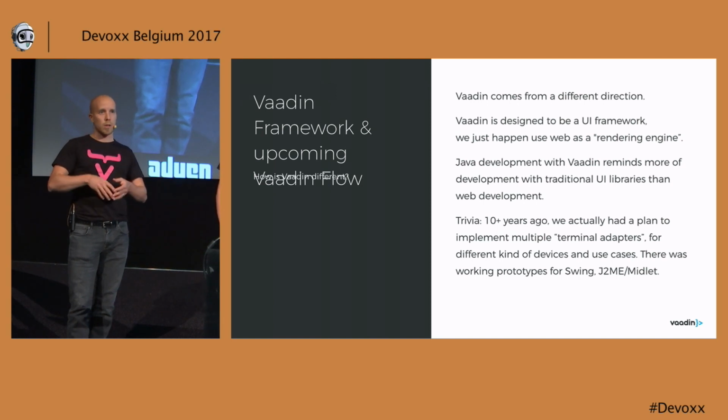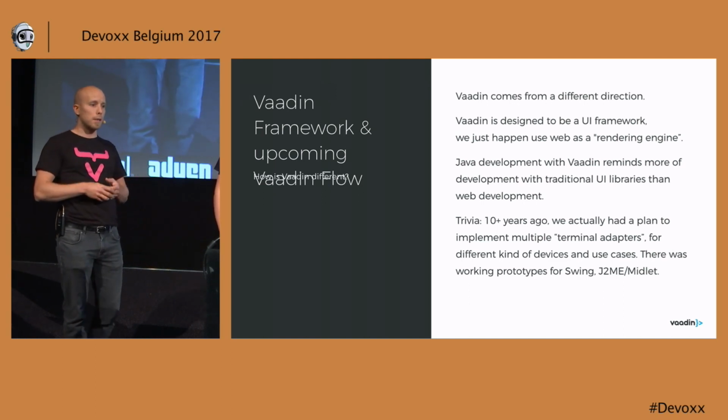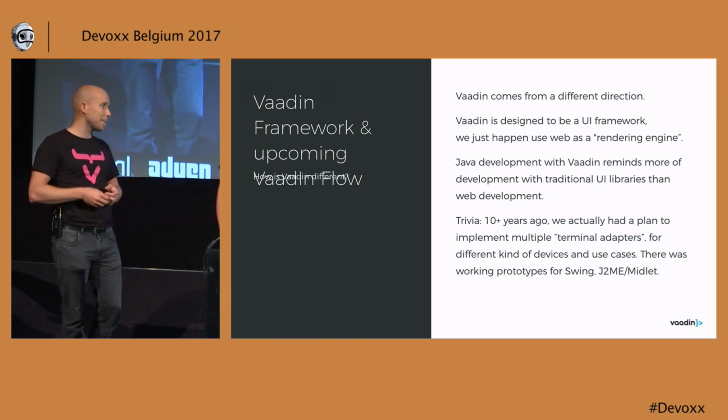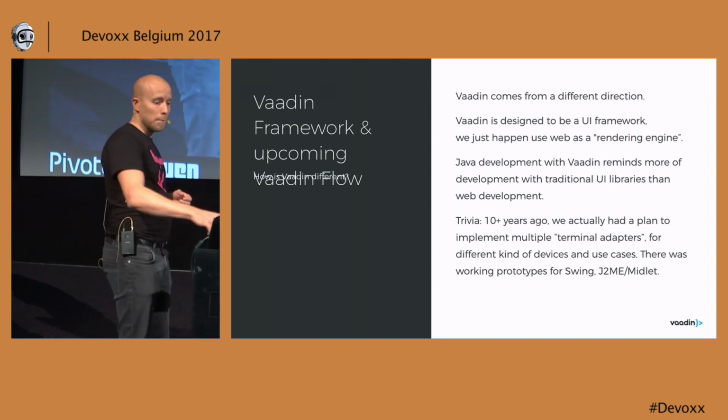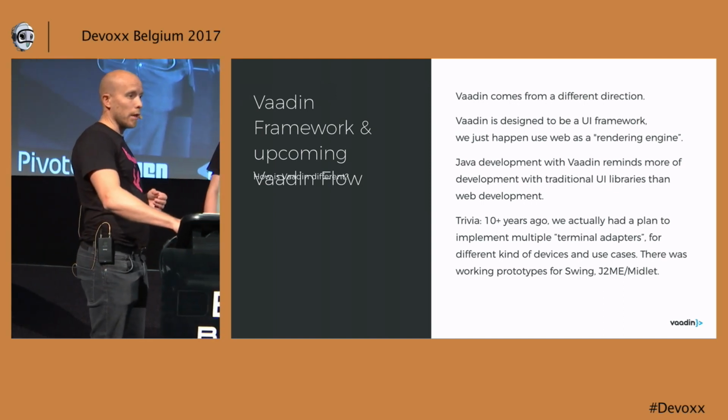We could have a Swing rendering engine, and then we could have something for mobile devices. But nowadays, even mobile devices are just using HTML rendering. So we have kind of slipped from that. But still, you can see it when you use Vaadin.